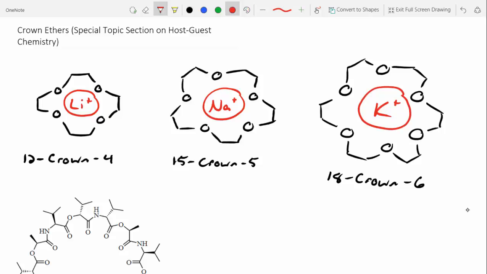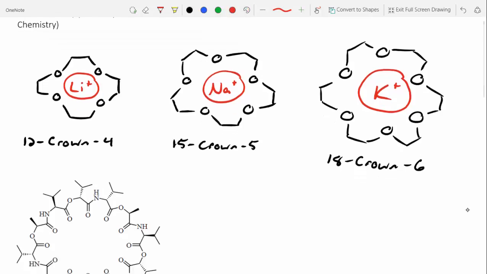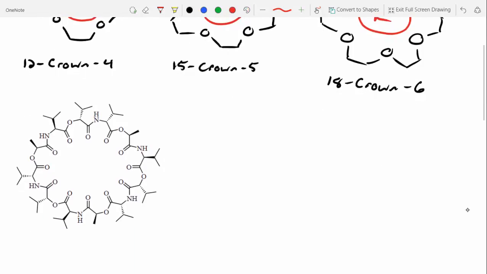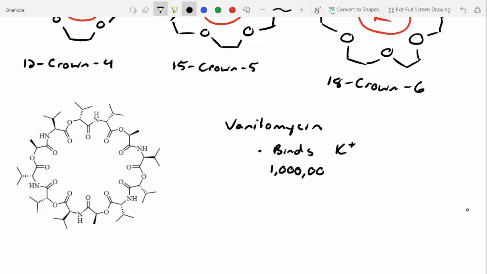It looks kind of silly. Who wants to bind lithium, sodium, or potassium? It really comes down to the way that nature works. And so this is a compound that I pulled off of Wikipedia. This is called valinomycin. And in this case, it binds potassium 1 million times more strongly than sodium.